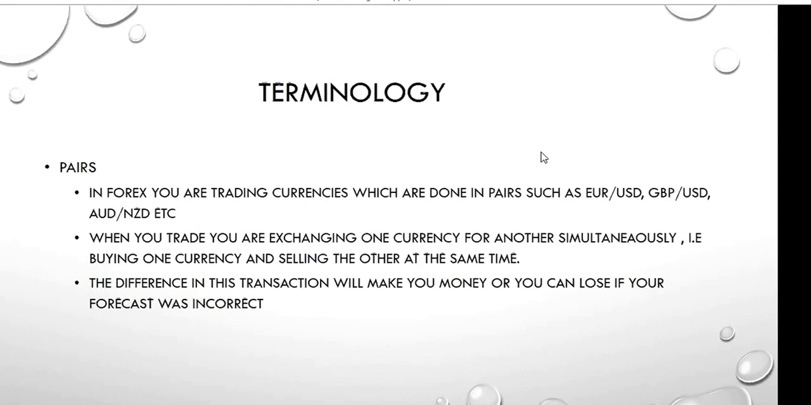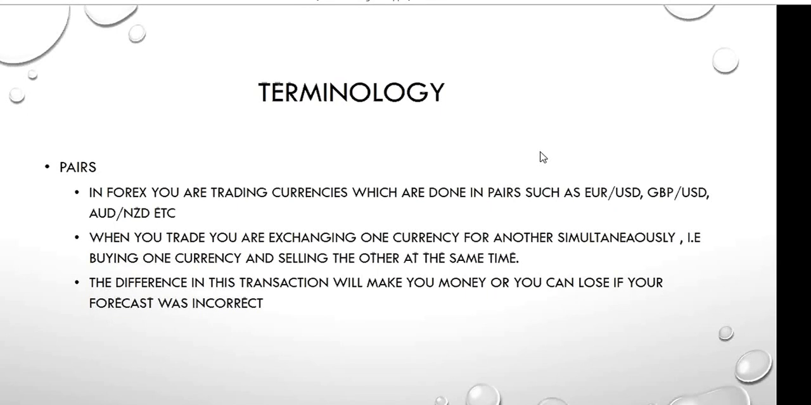Now we've got pairs. In pairs, we're always trading currencies. You are trading currencies like Euro USD, which is the European currency versus the US dollar, GBP, which is the Great British Pound, versus the USD, AUD and NZD, which are the Australian dollar and the New Zealand dollar. And there are at least 26 other pairs that you can trade. Most of them are majors. There are some minors and exotics. We'll get into that just now as well.